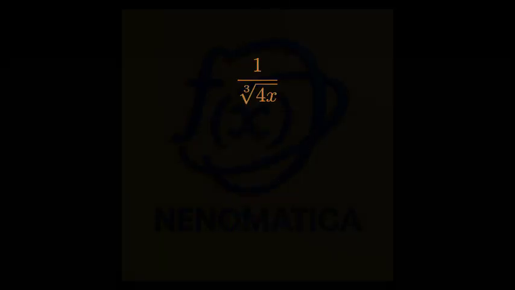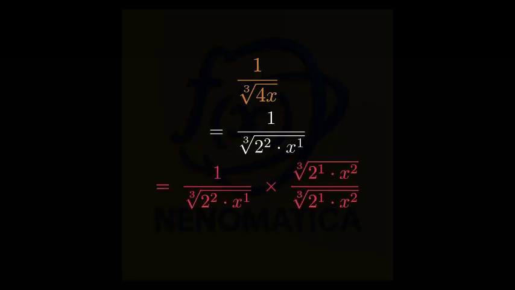Example A. We start with the expression 1 over the cube root of 4x. First, factor the inside as 2 squared times x to the 1. To rationalize, multiply top and bottom by the cube root of 2 to the 1 times x squared, so that exponents in the denominator become multiples of 3.